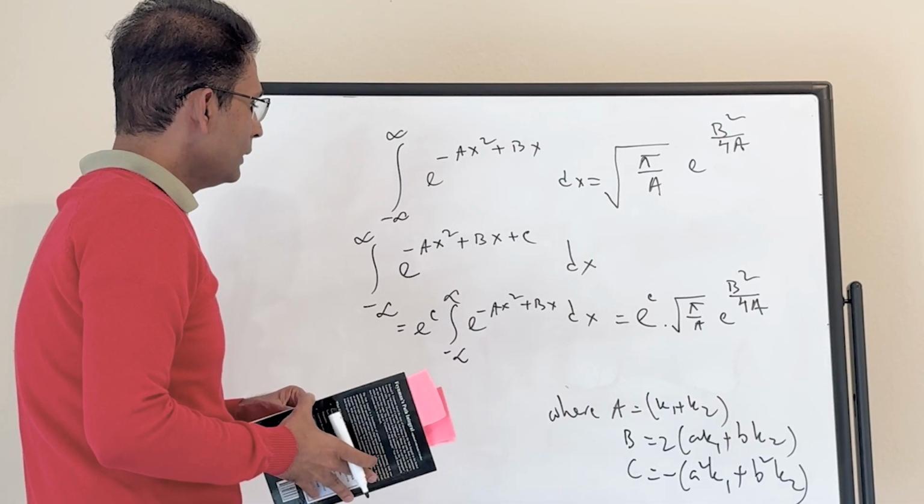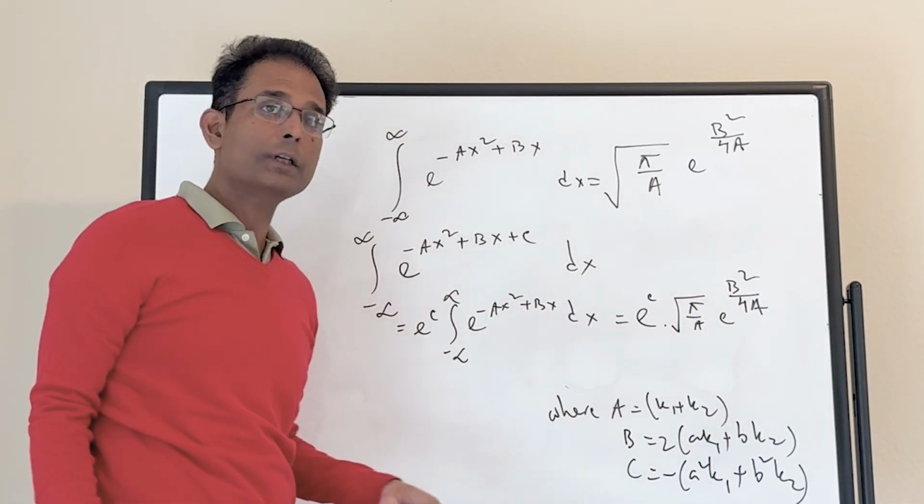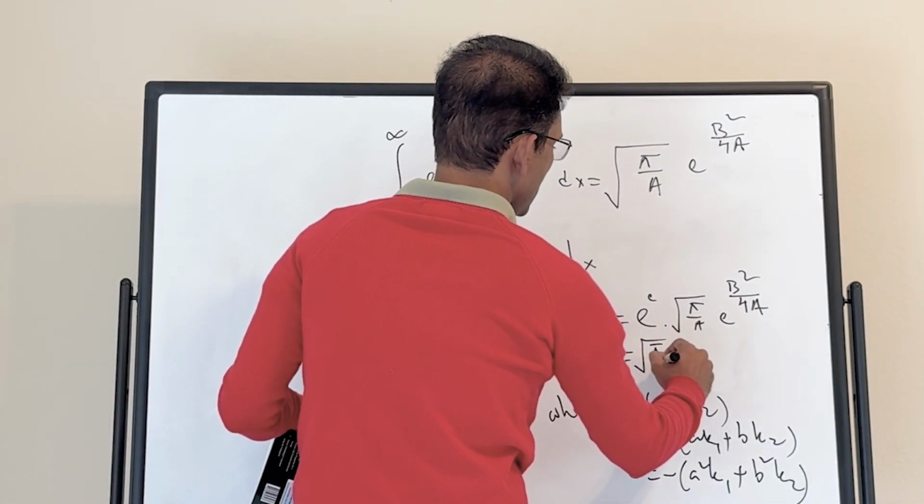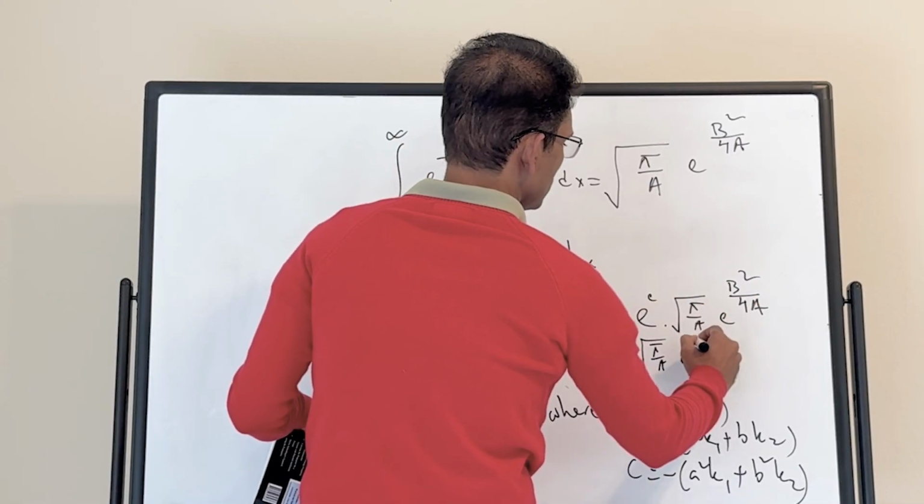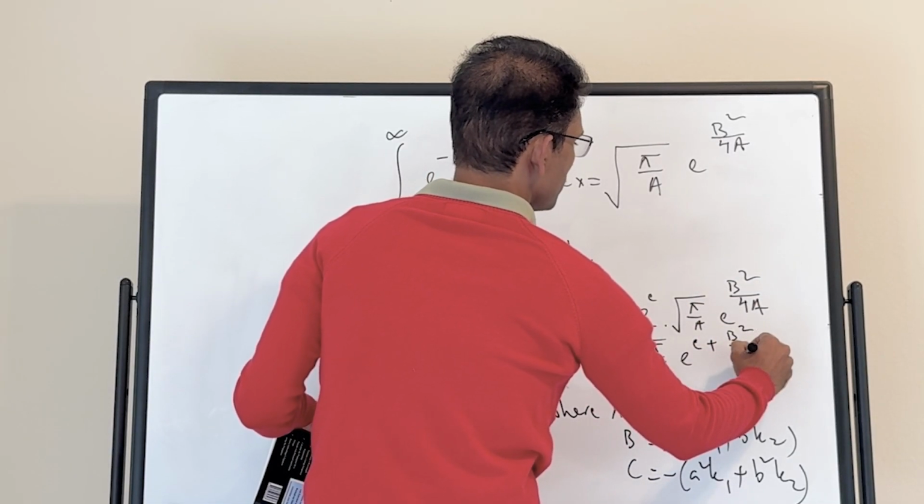Okay. All right. So basically the result is just this. This is your final result. So now all you have to do is simplify this. You can write this as square root of pi over a, and then you can just write the indices as the sum of two indices, right?